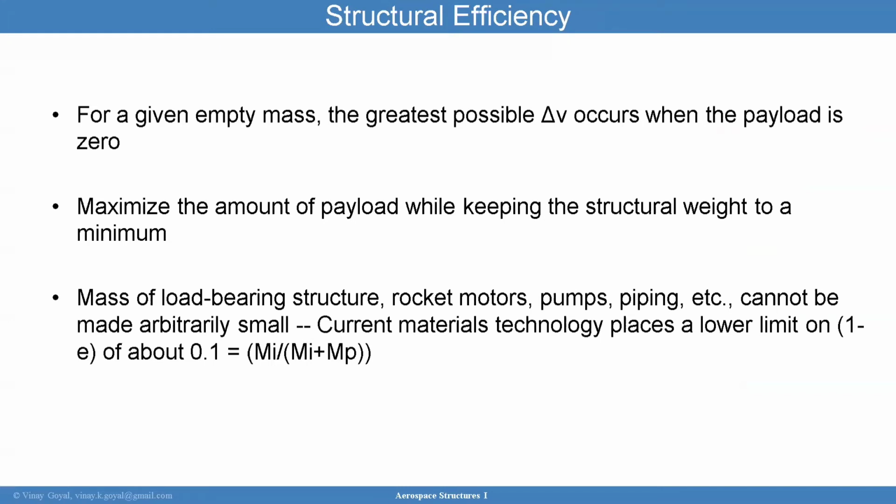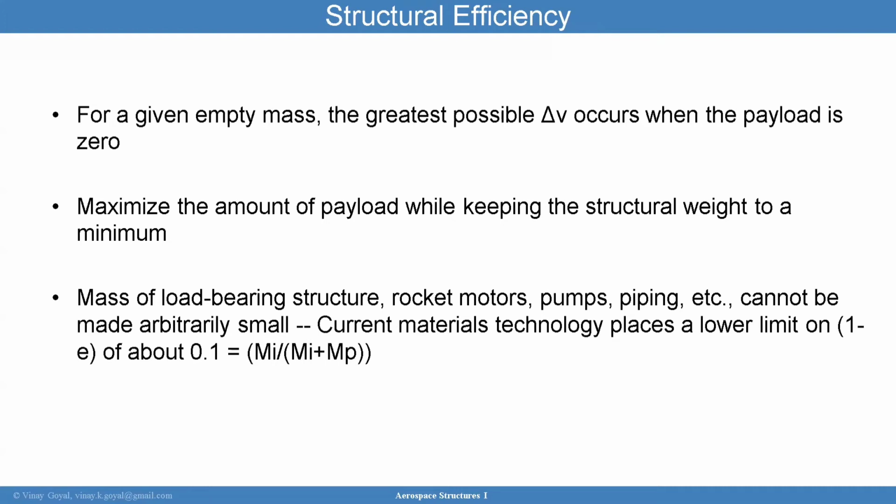For a given mass, the greatest possible delta V occurs when the payload is 0. So we will not want to have any payload that will give you the greatest delta V. Maximize the amount of payload while keeping the structural weight to a minimum gives you the greatest efficiency. For the mass of load-bearing structure, like rocket motors, pumps, pipings, you cannot really make it arbitrarily small. Current technology has shown that the lowest you can get is 10%.